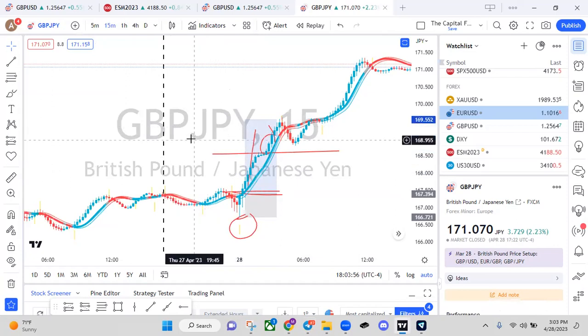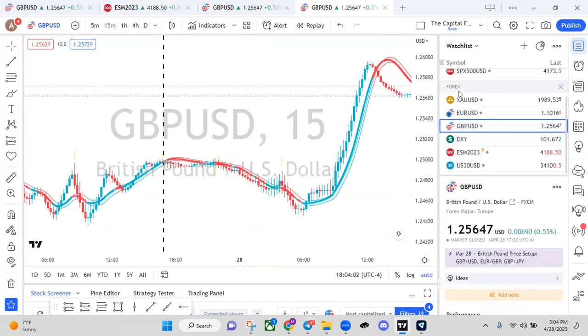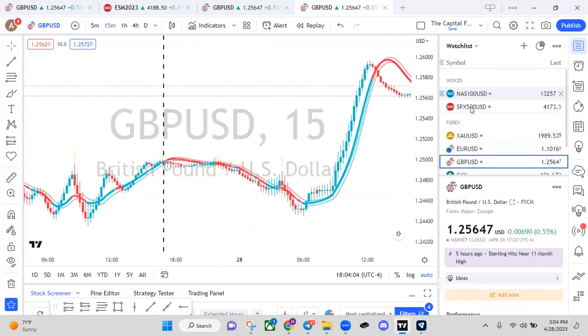And then let's see. I think we pretty much looked at all our main pairs, GU, GJ, gold. Oh, I don't know if we looked at gold, but we looked at US30. We looked at SPX. We looked at NAS.